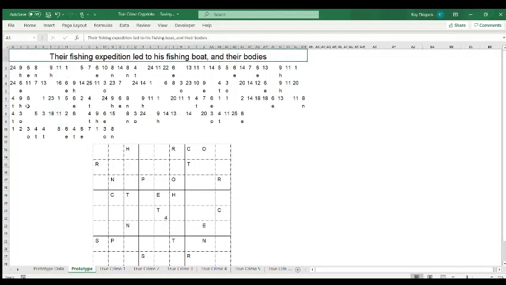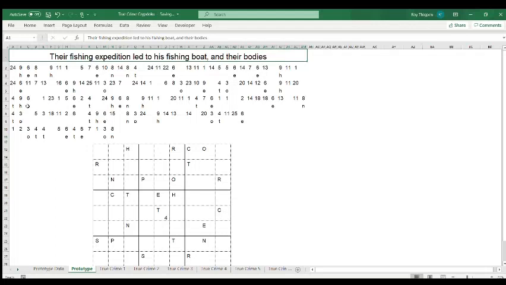All right. Now, here's another thing to think about: the clue. Their fishing expedition led to a fishing boat and their bodies. Okay? Fishing boat and bodies. Now, being a true crime aficionado, I know who this refers to. That, of course, would be the case of Laci Peterson.